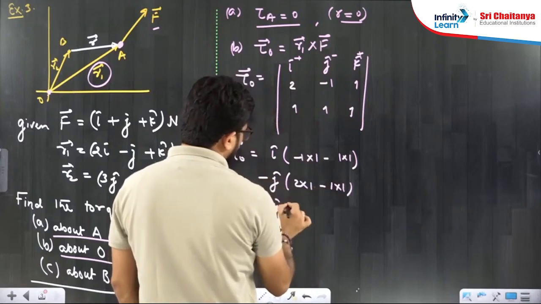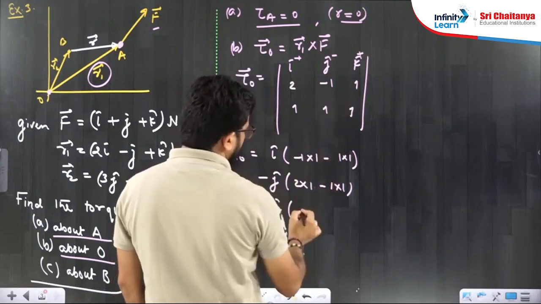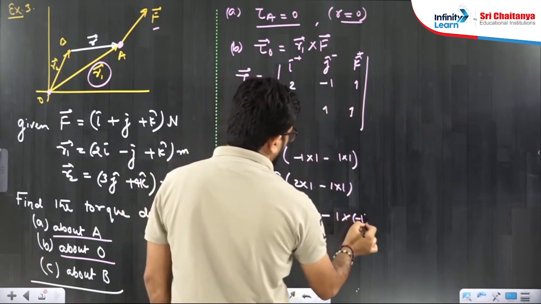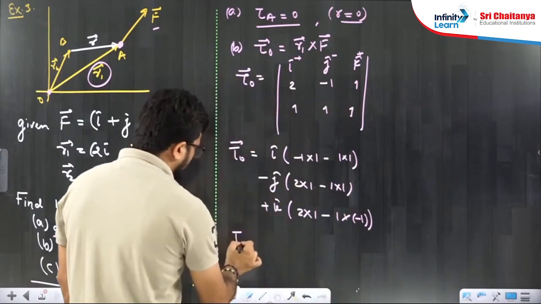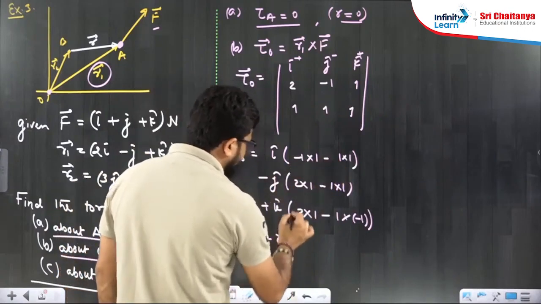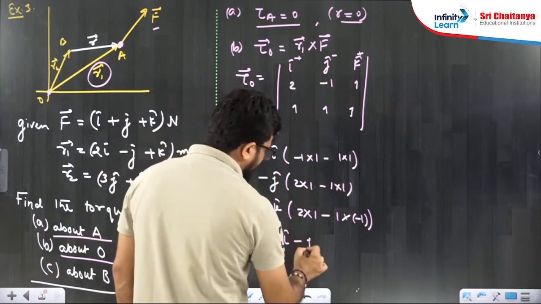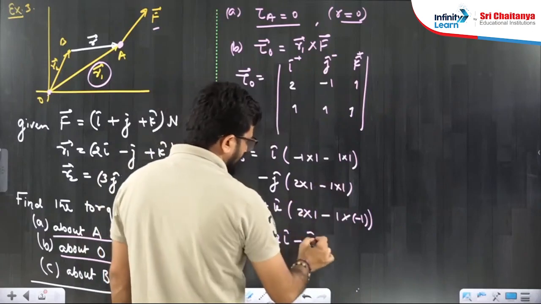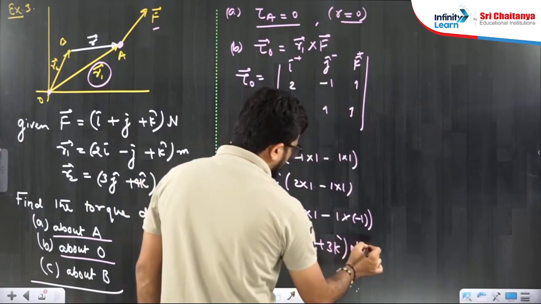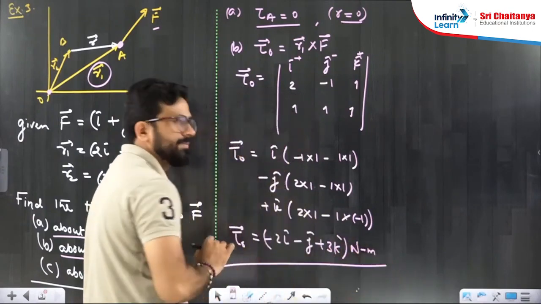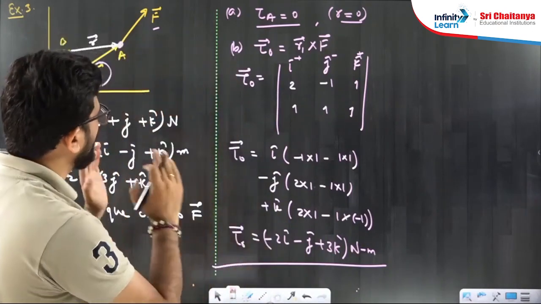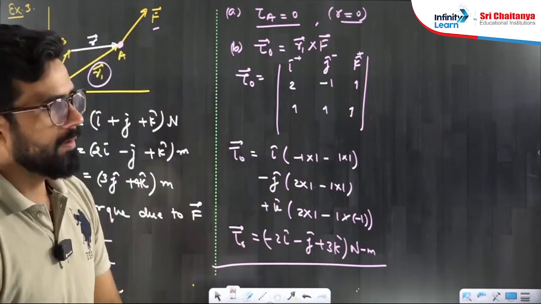Simple K, K would be how much? K would be 2 into 1, minus 1 into minus 1. You can see, the torque about O would be equal to minus 2I cap, minus J cap, and 3K cap, and this is in Newton meter. This is a very simple calculation, we can do it. Up to here, please tell me, is everyone understanding or not? Torque about O. Okay, good.